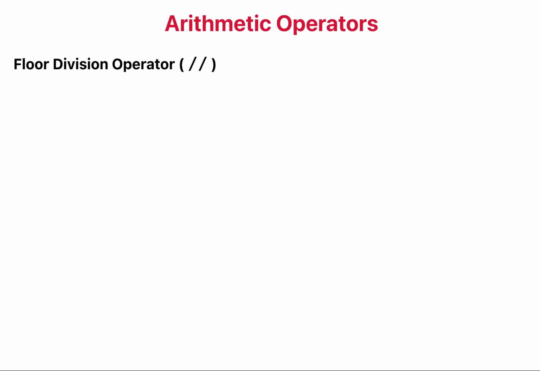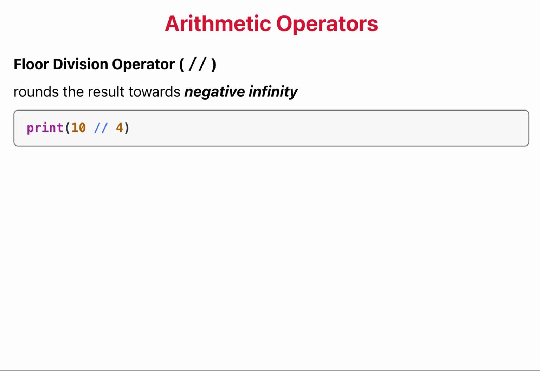The floor division always rounds the result of the operation towards negative infinity. We will better understand this using an example. We earlier saw that the floor division of 10 by 4 is an integer 2.